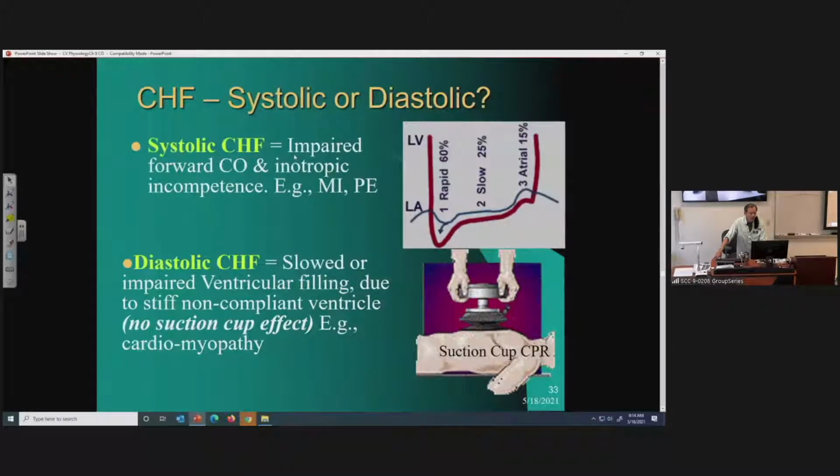Systolic is when your LV can't generate the force. Maybe you lost some coronary arteries. Diastolic is when your heart can't relax. Maybe you had that infiltrative, remember that disease, that restrictive cardiomyopathy, where you had the infiltrative disease where the muscle can't relax? That's why you had the high pressures and the square roots. That would be like a diastolic disease.